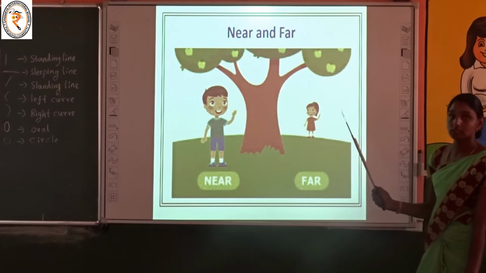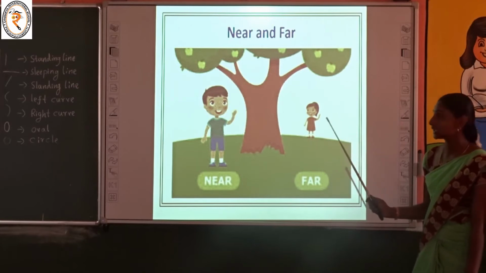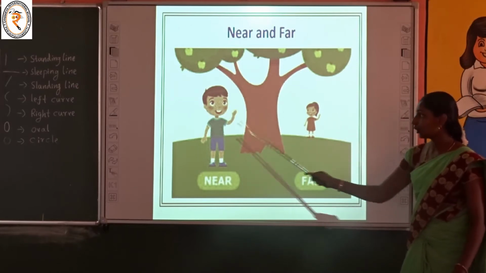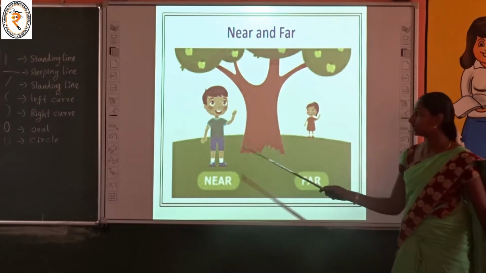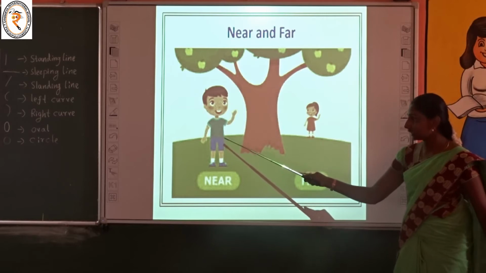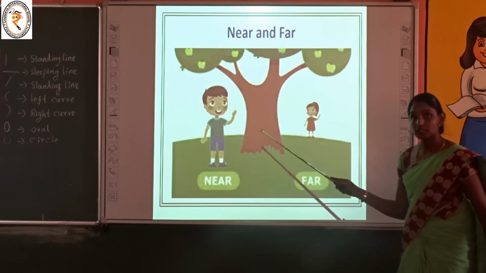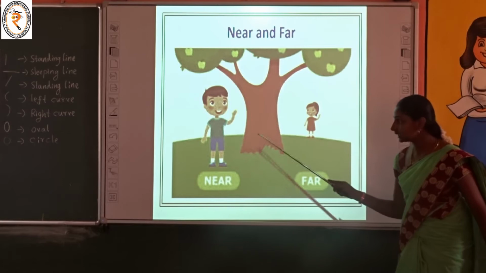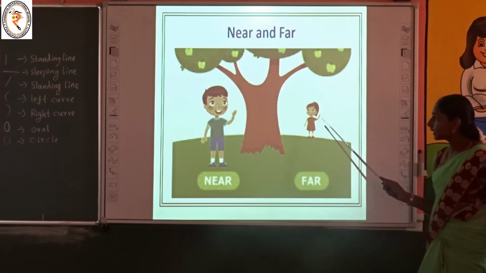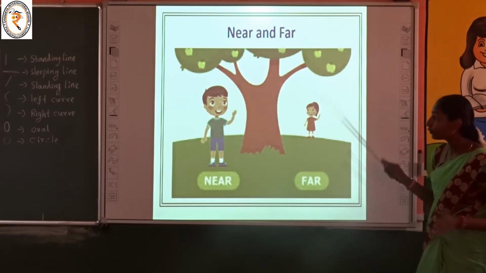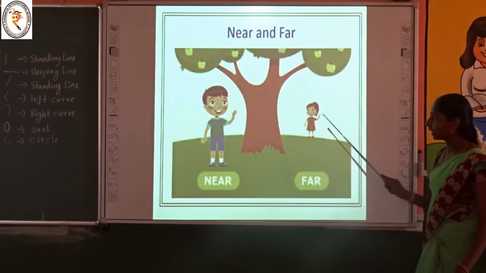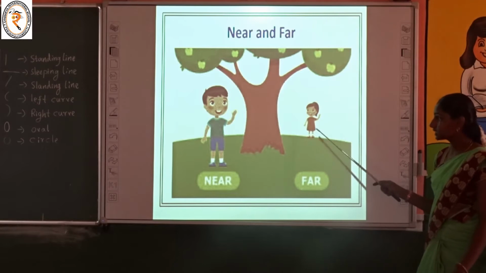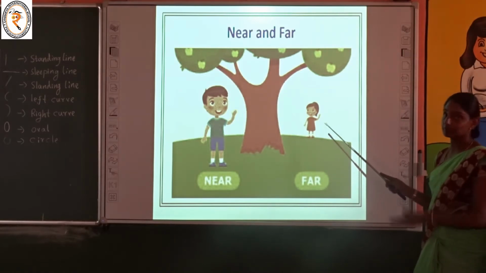See here. Can you see the picture? What are the things you can see in this picture? A boy, a girl and a tree. See carefully. The boy is standing near the tree. Can you see it clearly? The boy is standing near the tree. See the girl? The girl is standing far from the tree. Can you see the distance between the tree and the girl? The distance is far. The girl is standing far from the tree.